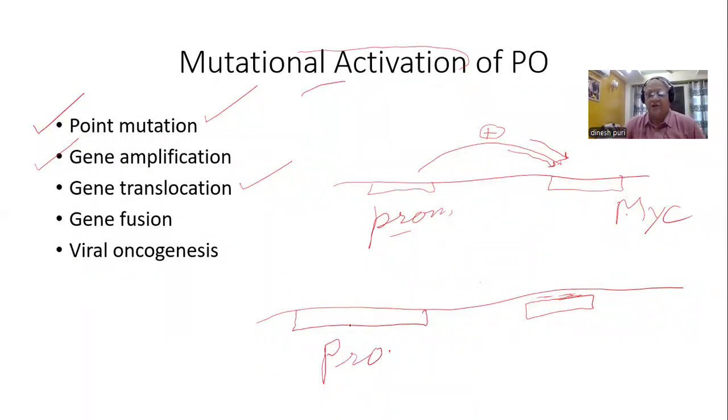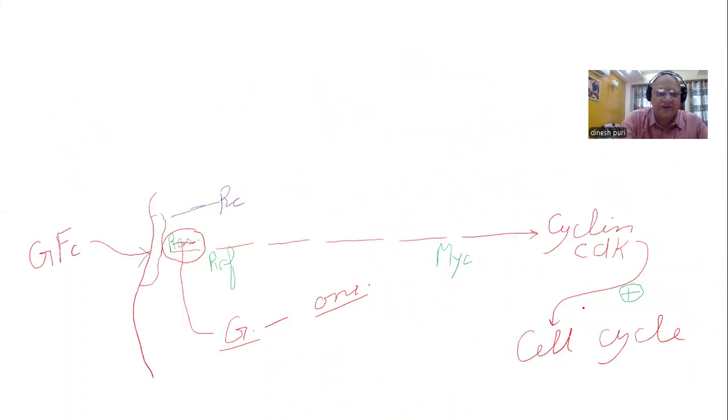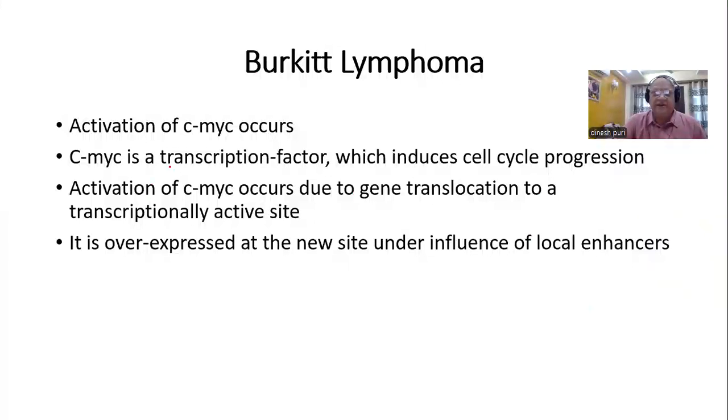So what will happen? The promoter is very strong. It is providing 10 times, 20 times more positive signals to the MYC gene for its expression. So a gene is lifted from its original location and shifted to an alternate hotspot location where it is overexpressed. So this is the third mechanism, gene translocation, and this is what happens in Burkitt lymphoma.